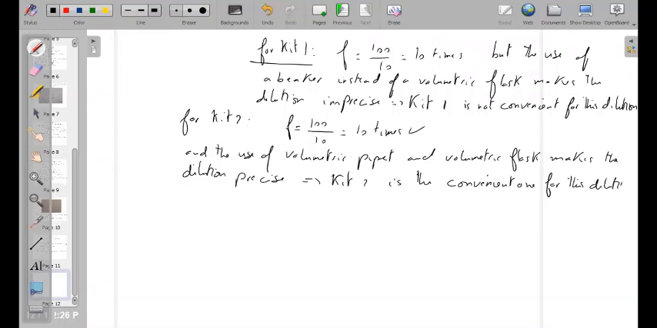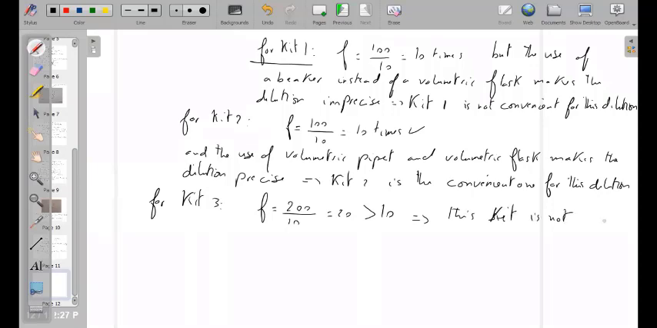Why is kit 3 not convenient? For kit 3, F equals 200 over 10 equals 20, bigger than 10. Then this kit is not convenient for this dilution. Okay, then we got the convenient one.